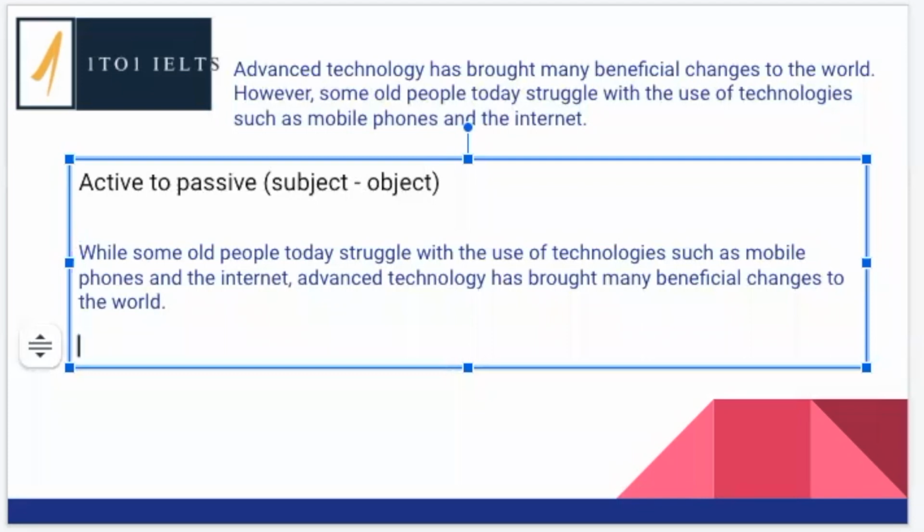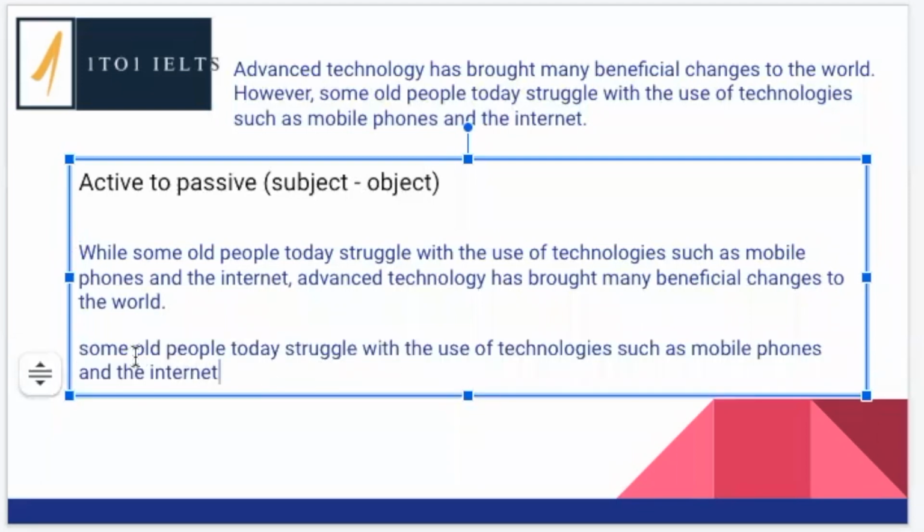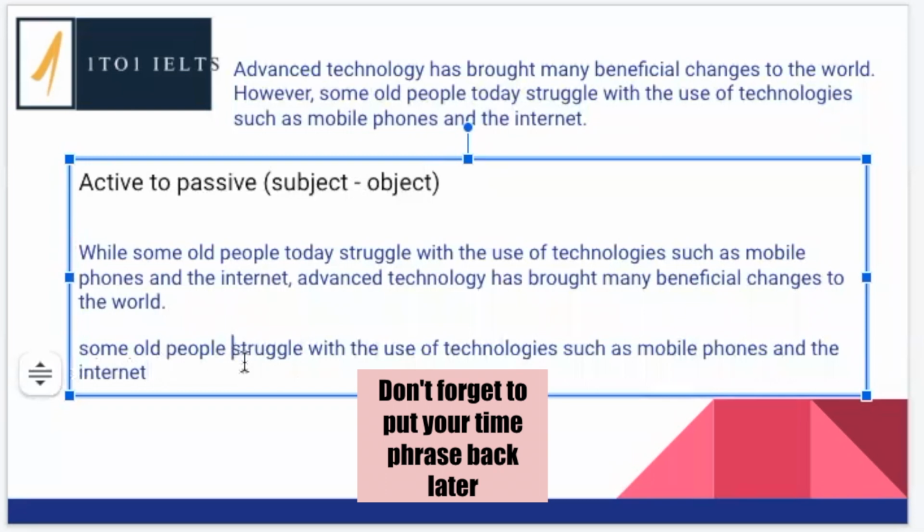If it doesn't work, don't panic. We'll try something different. This is the clause that we're going to see if we can change from active to passive. Our subject here is some old people. I'm just for the moment for this particular exercise going to remove today because we can add this back in a little bit later.